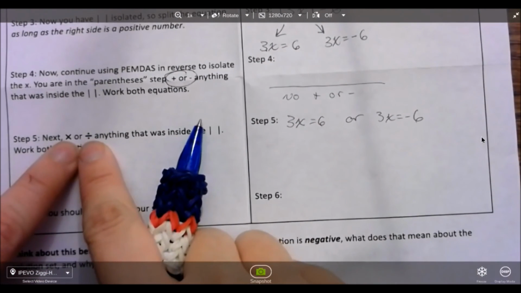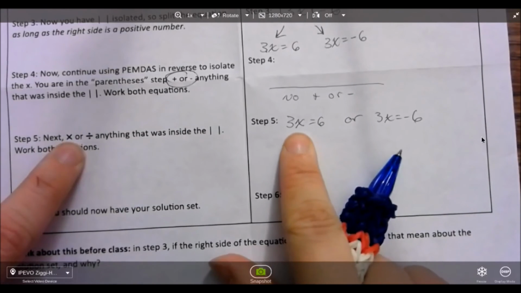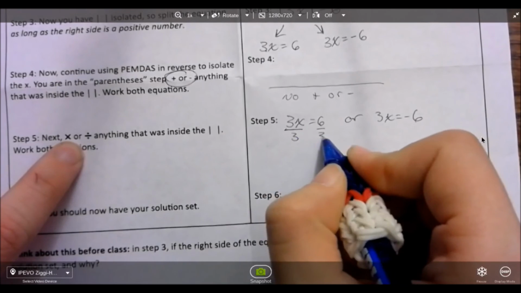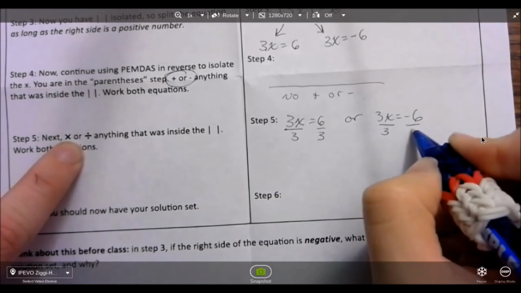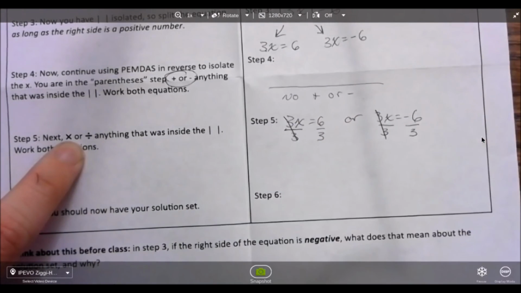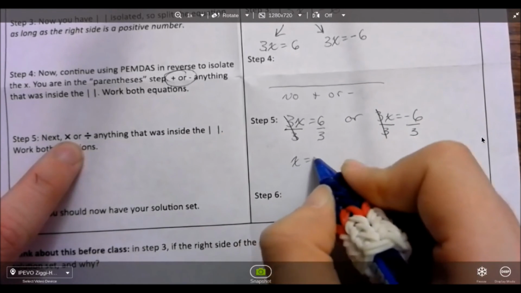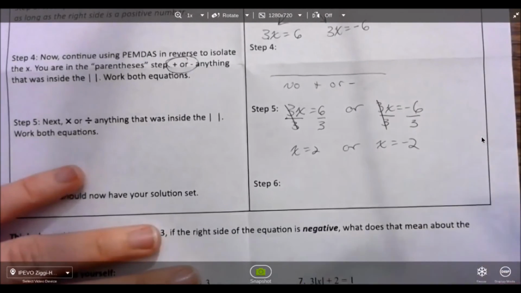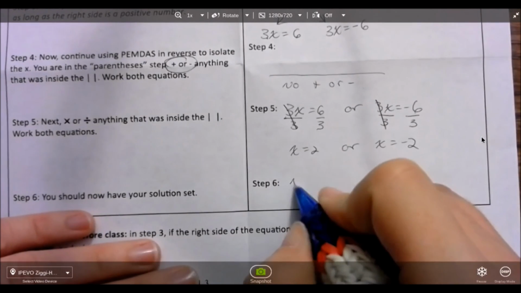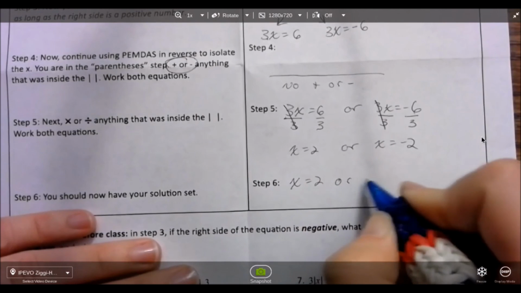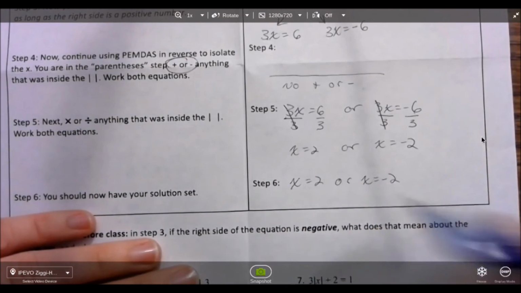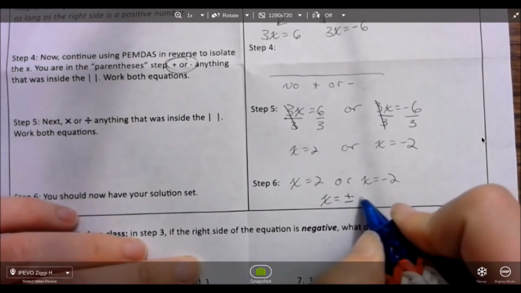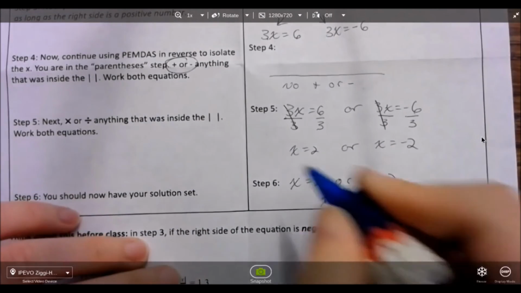And finally, I need to multiply or divide anything that was inside the absolute value. So in this case, I had 3x. So I'm just going to divide both sides by 3 on both equations, because those will cancel out. And then I have x equals 2 or x equals negative 2. Okay, and then that's it. Then I'm done. So my solution is x equals 2 or x equals negative 2. And you could write that a little bit shorter like this. x equals plus or minus 2. And there you go.